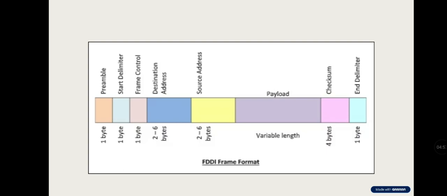Fifth, source address. It is 2 to 6 bytes and specifies the address of the source station. Sixth, payload. It is a variable length field that carries the data from the network layer. Seventh is the checksum. It is a 4 byte frame check sequence for error detection. And the last one is the end delimiter, which is 1 byte and marks the end of the frame.